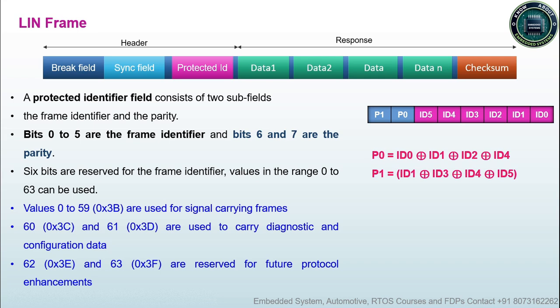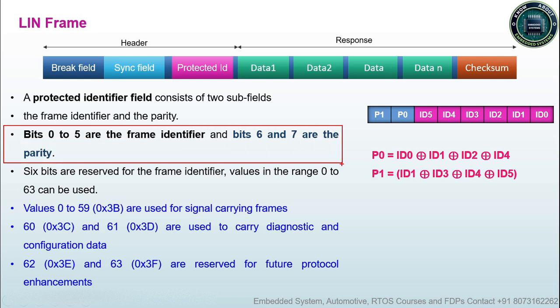So the protected identification number will have two fields, as I already told. We'll have two important parameters in the PID, the protected ID. You can see here, bit 0 to bit 5 are the frame identifier or message identifier. Bit number 6 and bit number 7 are used for parity. This is what I told just now, right? So we'll have two bits for parity, P0 and P1, and then 6 bits, ID number 0 to ID number 5, reserved for your message identification or frame identification.